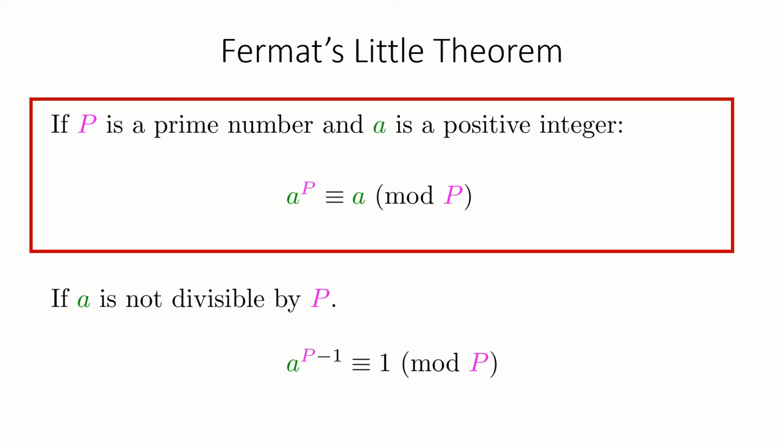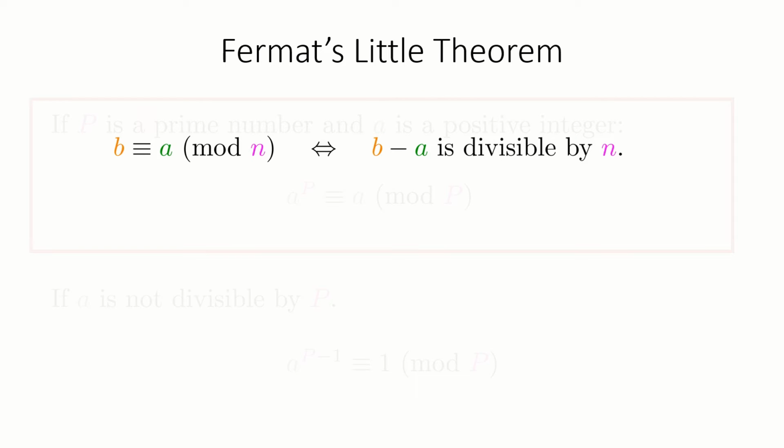Let us briefly look at what is meant by a number being congruent to another number. The statement that b is congruent to a modulo n means b minus a is divisible by n. Please keep in mind that it would be incorrect to say that the remainder is a when b is divided by n. It only means b minus a is divisible by n.